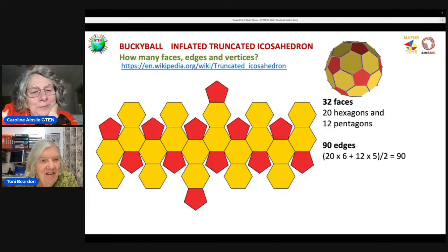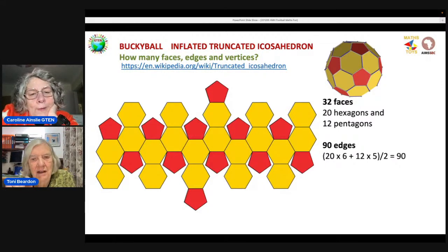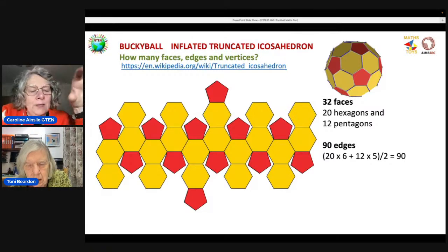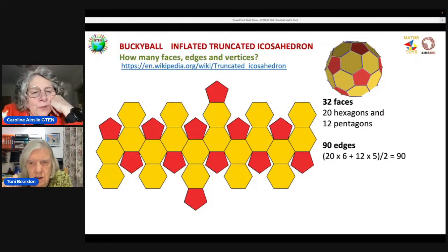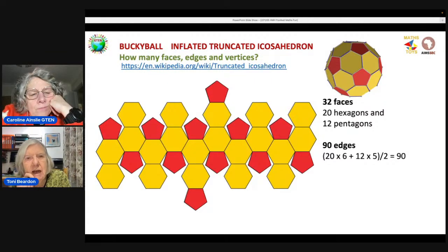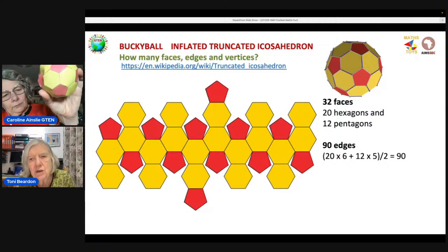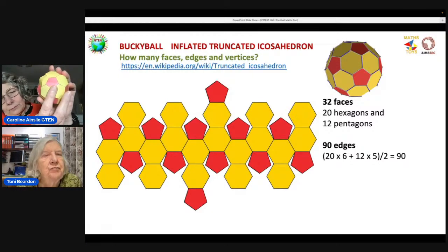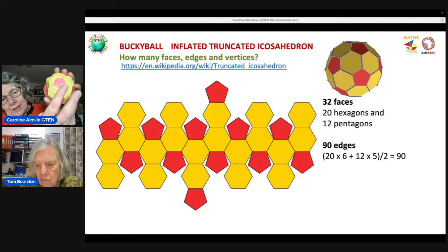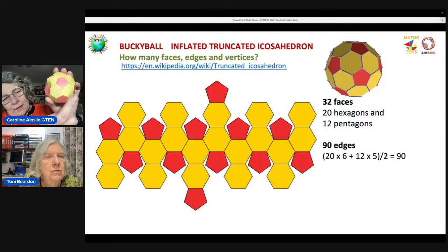Now, how many edges are there? Well, there are 20 hexagons, each with 6 edges. That would make 6 20s, 120 edges. Right, yeah, that's okay. And there are 12 pentagons with 5 edges each. That would make 60 edges, and adding those up, that would be 180. But then each edge of a flat face is joined to the edge of another flat face. So we've got to divide by 2 to get 90. Yeah, every edge has 2 faces. I can see that.